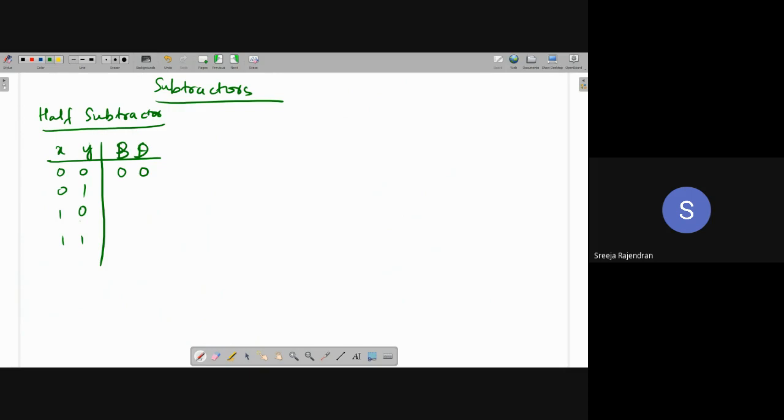Now when I take 0 minus 1, what happens? I cannot directly subtract 0 minus 1. So I have to borrow some 1 from somewhere. So that borrow is 1. And then it becomes 2. So 2 minus 1 is 1. Okay, so difference is 1. Next one, 1 minus 0, just 1. I don't have to take any borrow. Difference is 1. Now 1 minus 1, 0.